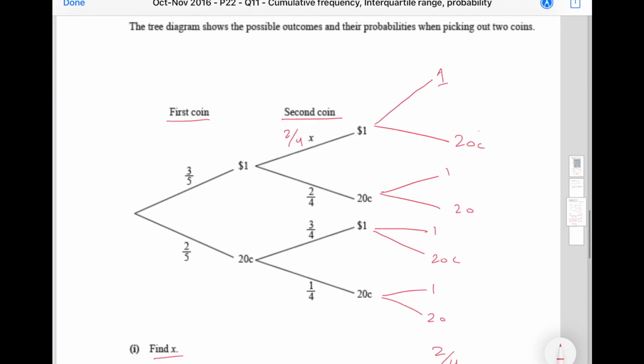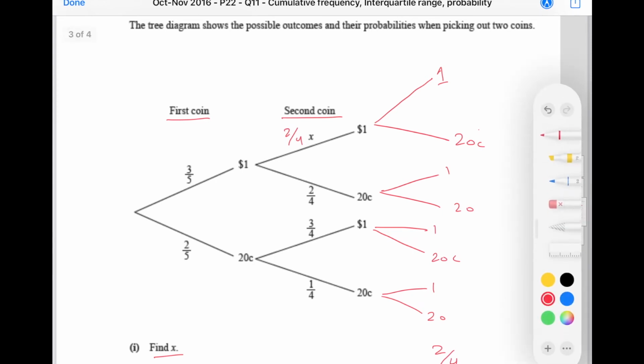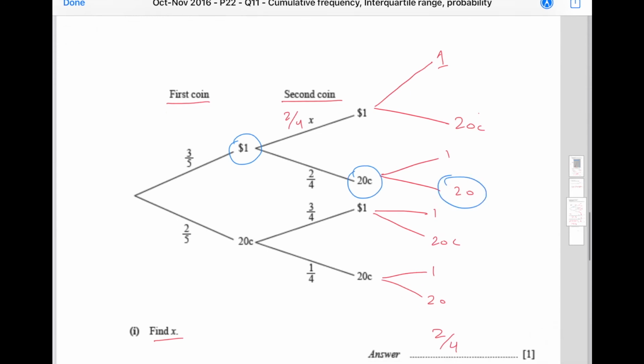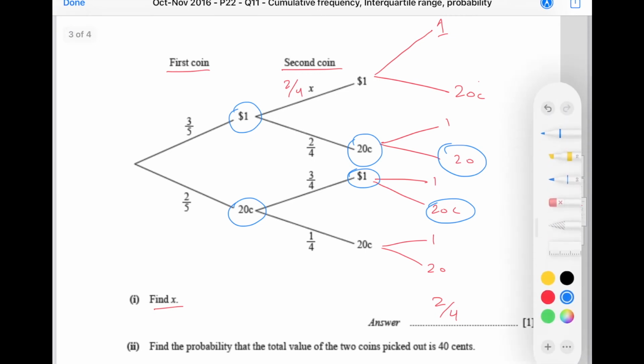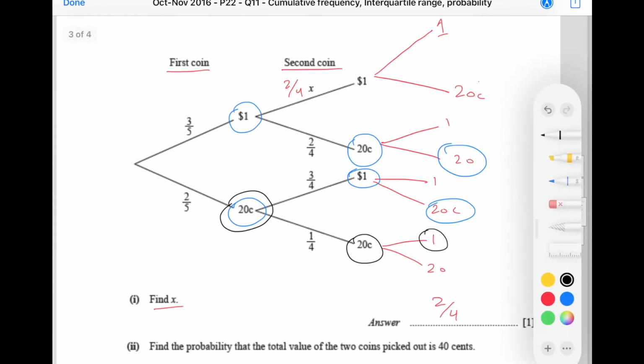Now we have to make $1 and 40 cents out of it. That means if we pick out, let's pick them out in blue, this and this, we get $1.40. If you pick out this and this, we get $1.40. And if we pick out, let's highlight the third one in black, this and this, we get $1.40. So let's see the probabilities for these.